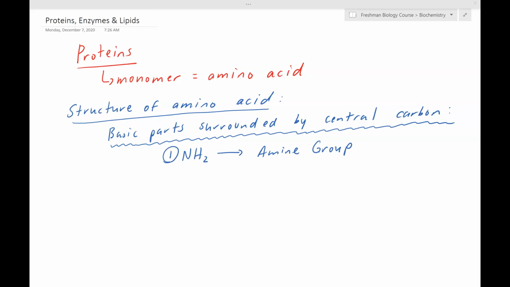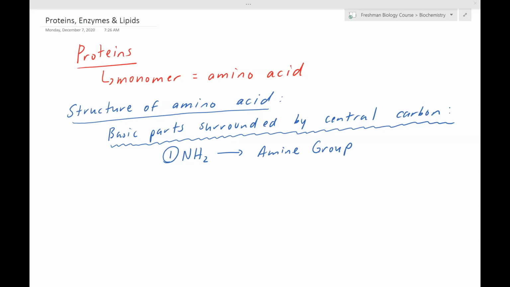The first part that's going to be surrounding this central carbon atom is an NH2, a nitrogen that is bonded to two other hydrogens. This is an amine group. This is actually how we start to get the name amino acid, from the amine group. So if we're on a multiple choice question trying to pick out an amino acid out of a list of carbohydrates, lipids, proteins, nucleic acids, we would see for protein or amino acid that there's going to be an NH group on the side.